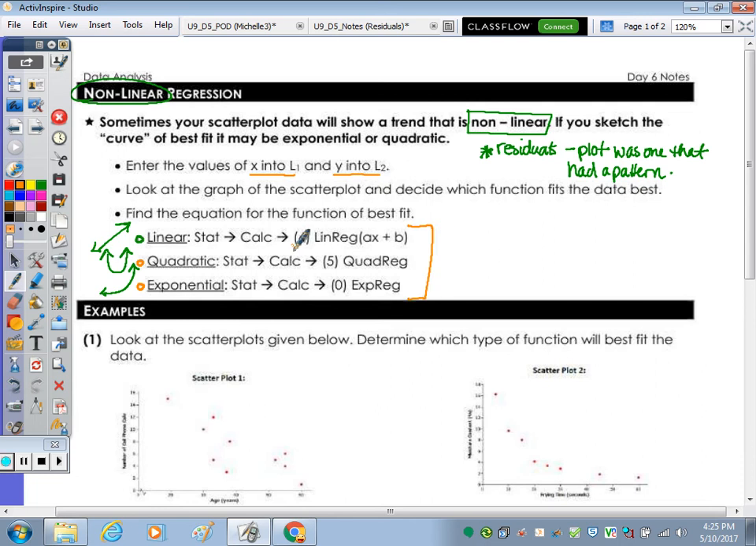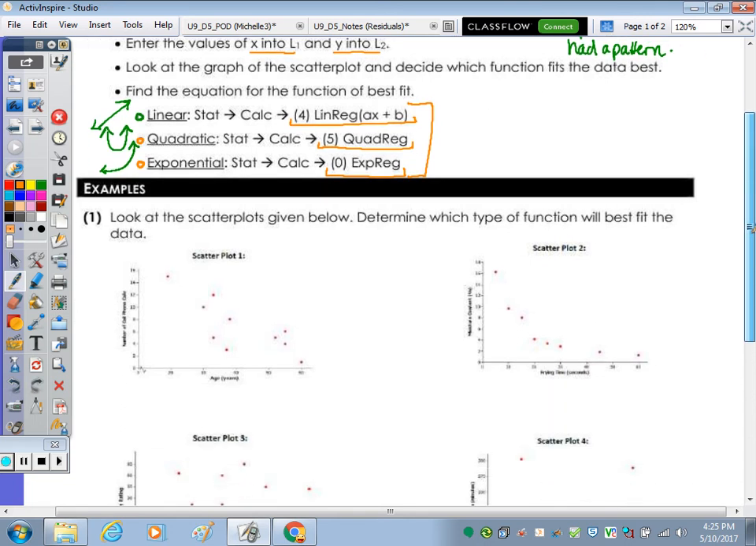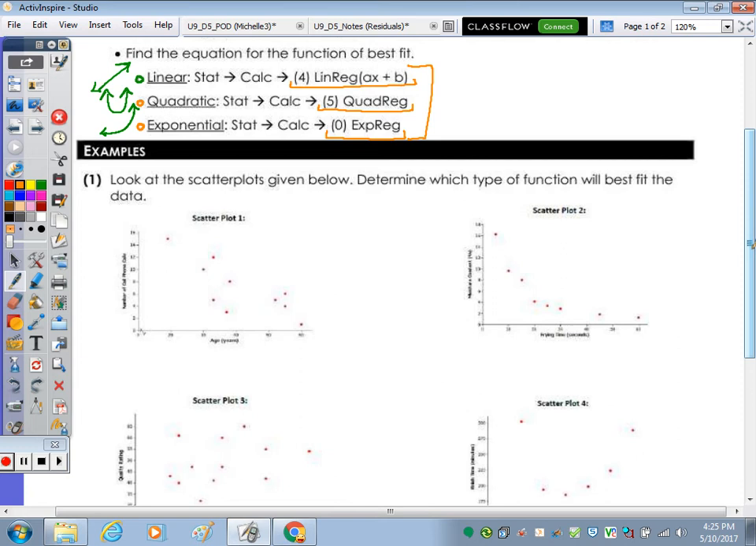And then we're going to calculate different regressions. So 4 is the linear regression on the calculator. In the list, number 5 is the quadratic regression, and 0 is the exponential. And we'll take a look at both the quadratic and an exponential regression on the back. So number 1, we're just going to look at the scatter plots below and determine, based on the scatter plot, which type of function will best model the data.